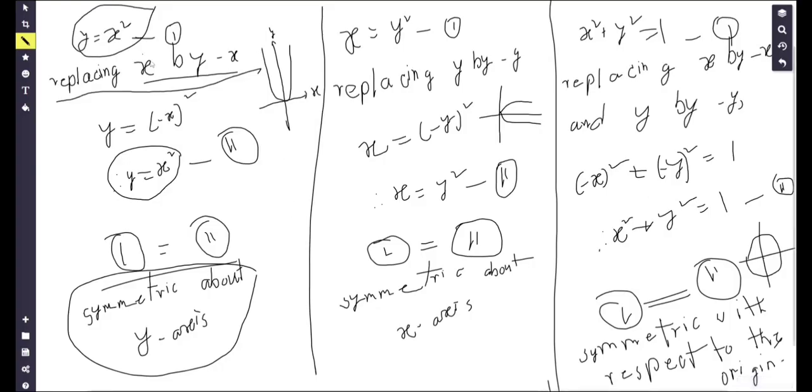Look at the curve y equals x squared. This is the curve, and this is the y-axis. Both sides are similar on both sides of the y-axis. So this curve is symmetric with respect to the y-axis.